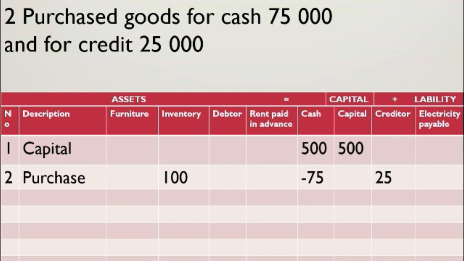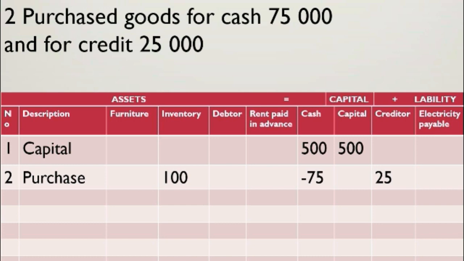The second transaction is purchased goods for cash 75,000 and for credit 25,000. Here what they are meaning is the business has bought goods for 100,000. Out of that 100,000, 75,000 is for cash purchase and the remaining 25,000 is for credit. So purchasing means we are buying goods with the intention of reselling.